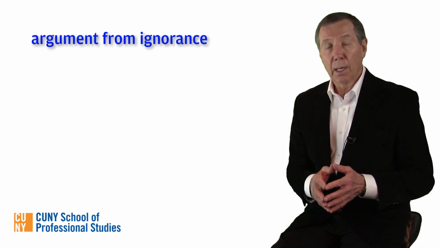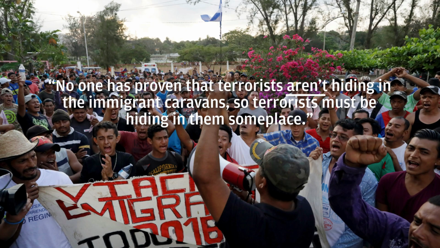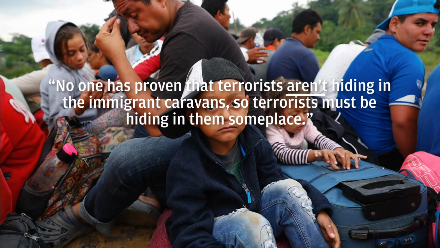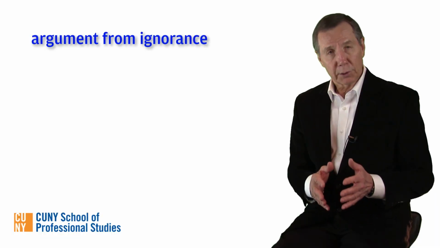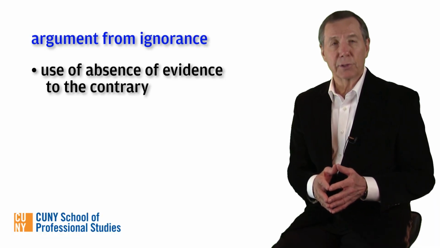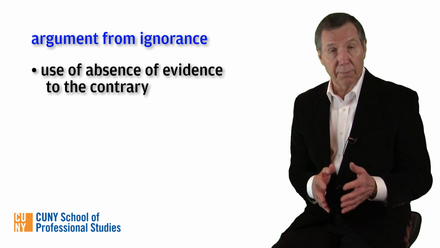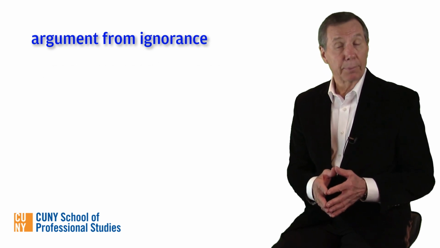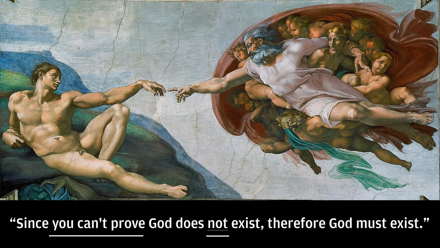Here's an example. No one has proven that terrorists aren't hiding in the immigrant caravans, so terrorists must be hiding in them someplace. Notice the characteristic use of the absence of evidence to the contrary as proof for the conclusion. Here's another more familiar example popular with creationists. Since you can't prove God does not exist, therefore God must exist. Again, we see the use of the absence of evidence to the contrary to prove the conclusion.